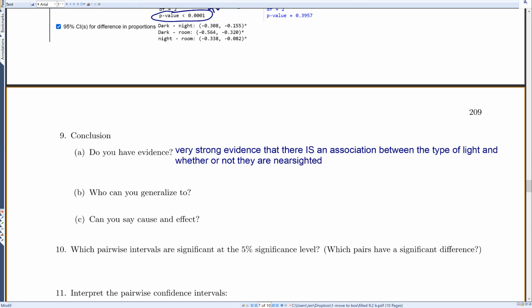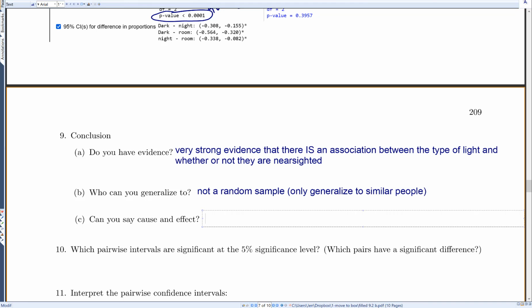Okay. Who can we generalize to? If you think back to it, it said that this was people that came into the hospital, so not a random sample. So only generalize to similar people. Okay. And can we say cause and effect? No, this was not an experiment.